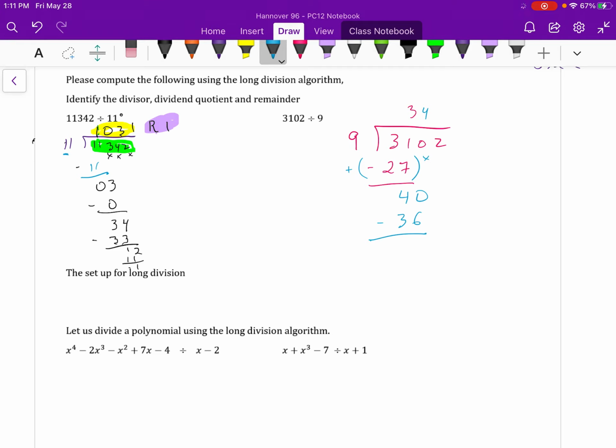And I'm going to subtract 36 from 40, but I can't subtract. So I'm going to have to add the negative. So 40 plus negative 36 is 4. Carry down my 2. 9 goes into 42 4 times. 4 times 9 is 36. So I'm going to subtract, but I'm terrible at subtracting, so I'm just going to simply add the negative. So what I'm left with is 6.